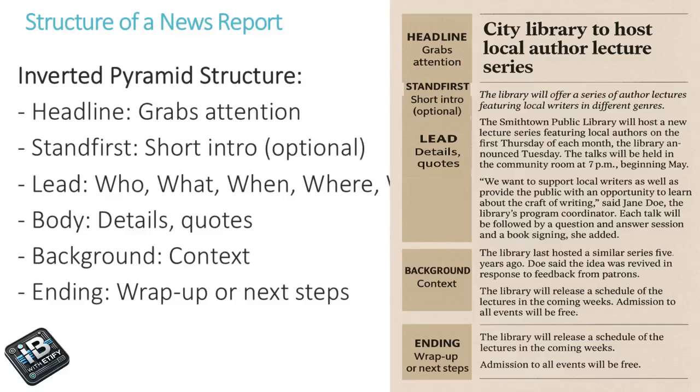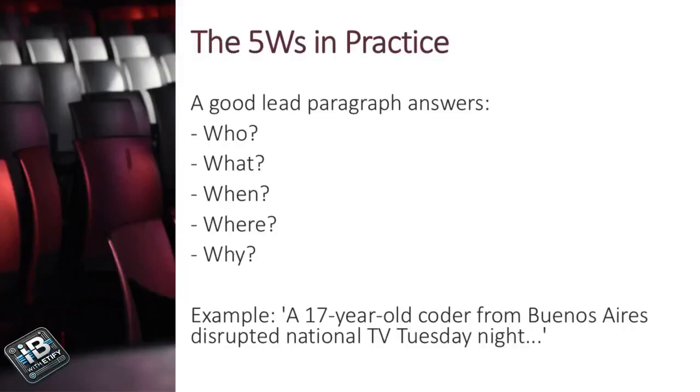Once your headline is set, the next step is writing the lead paragraph, arguably the most important part of any report. The lead must answer the 5 W questions: who, what, when, where, and why. Sometimes how is also included if it's central to the story. These elements should appear within the first sentence or two. For example, consider this lead. A 17-year-old student from Buenos Aires disrupted national television Tuesday night after discovering a software vulnerability in the broadcasting system. This sentence tells us everything essential: the person involved, what happened, when, where, and why.